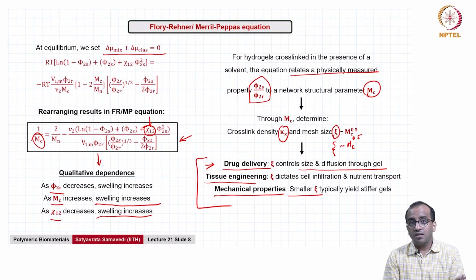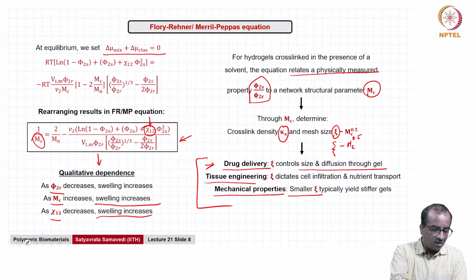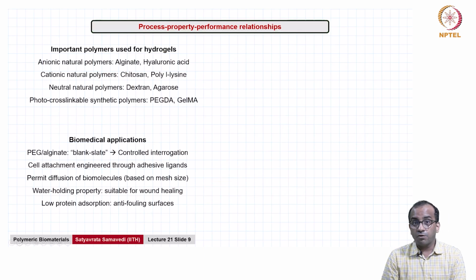So again, structure, Mc, property, swelling or stiffness to applications such as shown here. So that same paradigm continues here as well. So with that being said, we will quickly look at some process property performance relationships in the context of hydrogels.